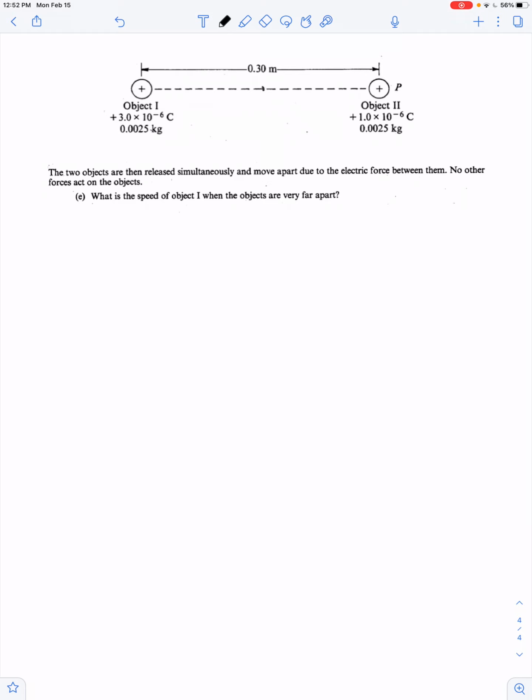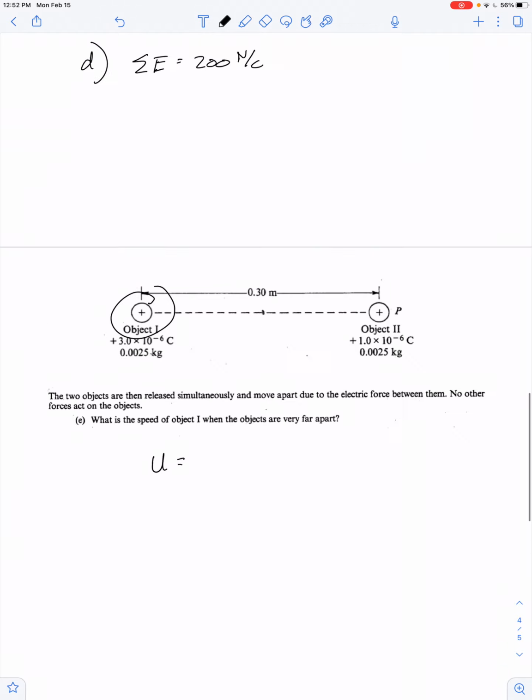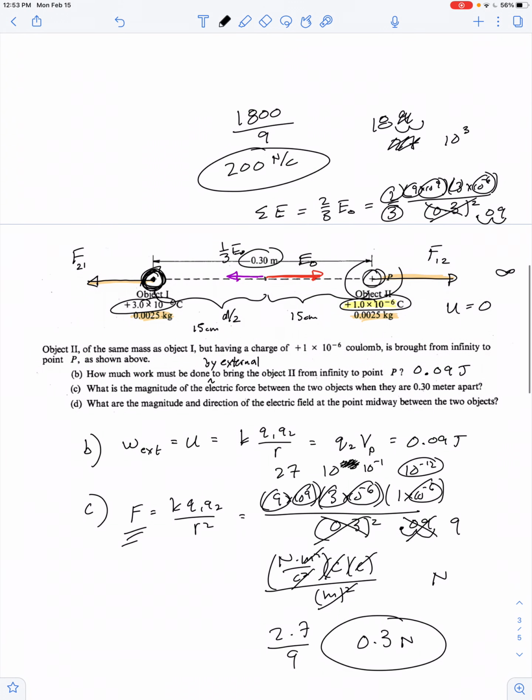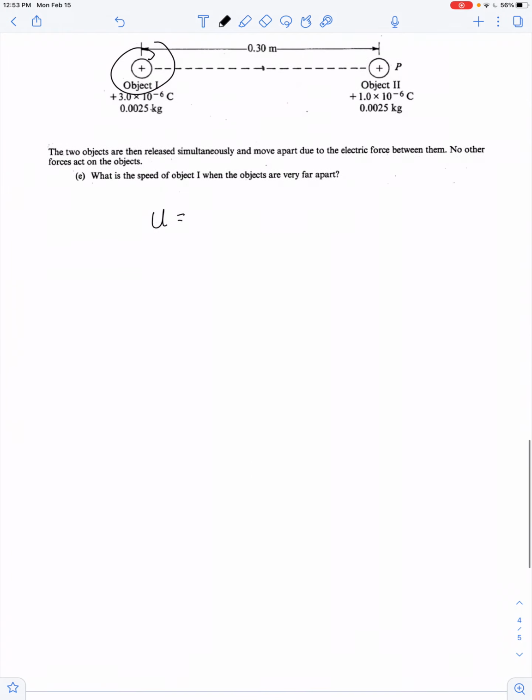The two objects are released, and they move apart due to the electrostatic force between them. No other forces act on the objects. There's no air resistance. We're ignoring the force of gravity. What's the speed of object number 1 once the two get very far apart? So at this point, there's a potential energy, as we found earlier, equal to 0.09 joules. That's at a separation of 30 centimeters. Once they get very far apart, then the potential energy is 0.